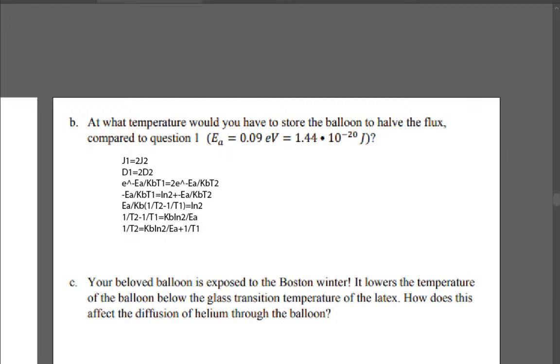And then after that, you multiply that by the natural log of 2. There we go. The natural log of 2, there we go. And then after that, you divide the entire thing by the EA, which is, in this case, one of them is joules, not electron volts, so that's why I just use the joules instead. And then you add it up by 1 over the temperature.